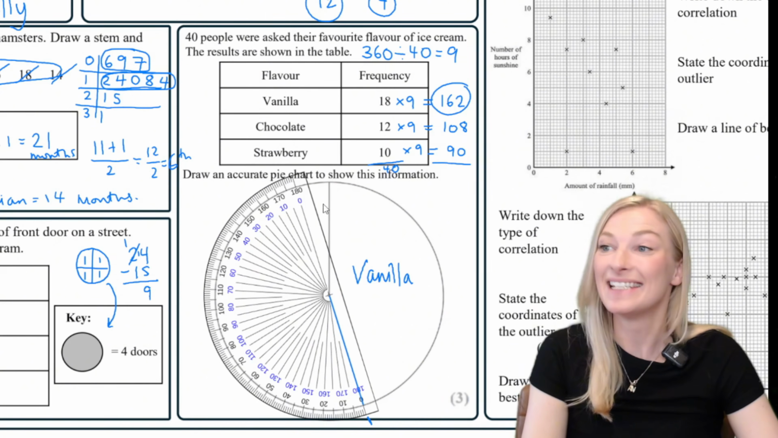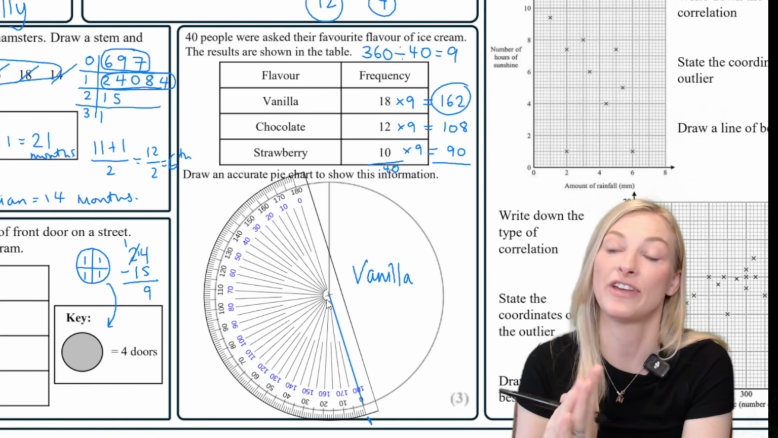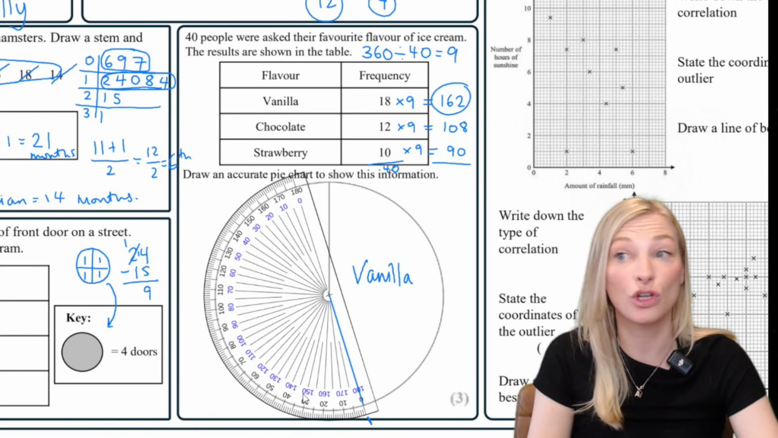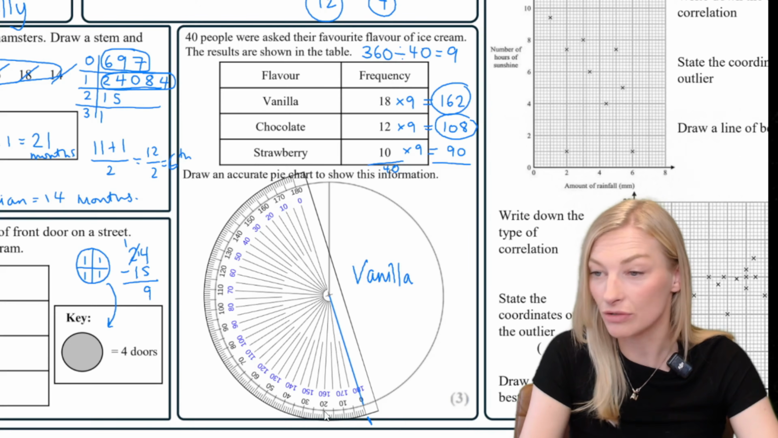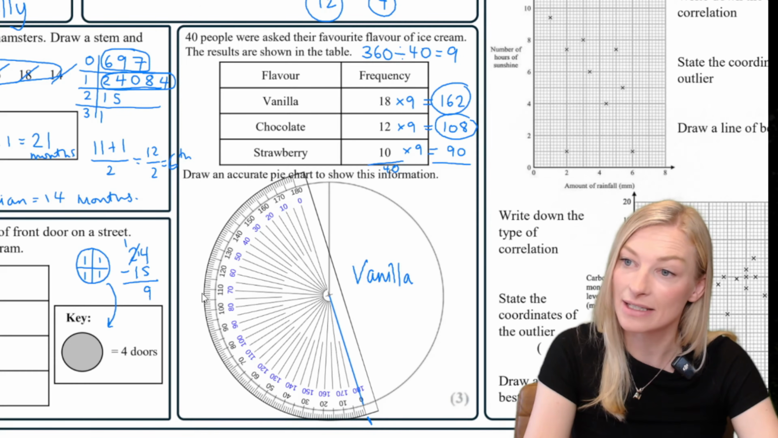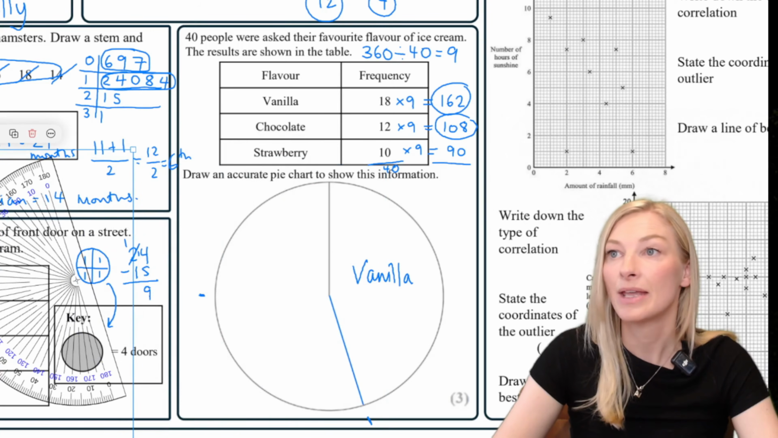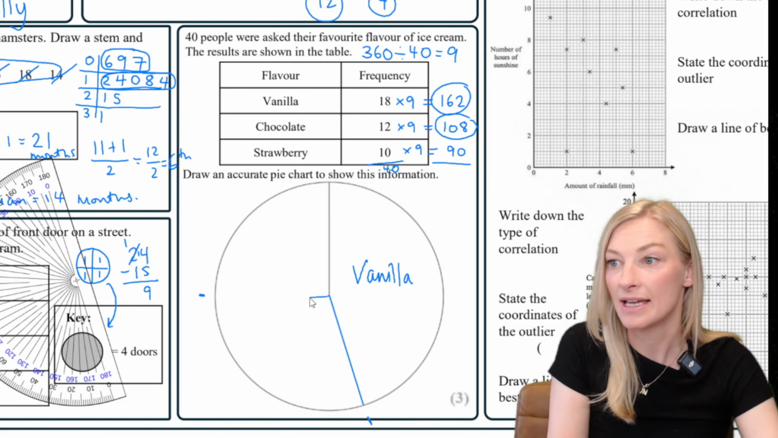To draw the second section, we need to move our protractor round to where that first section finished. So I'm putting the 0 at the end of that first section so that we can start drawing our next section. And the next section is 108 degrees. So go round to 108, make a mark there, move your protractor out of the way, and then join that up again with a nice straight line. So from there out to there.